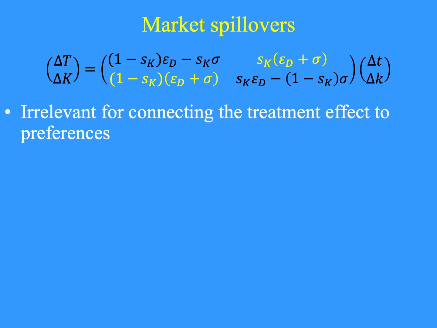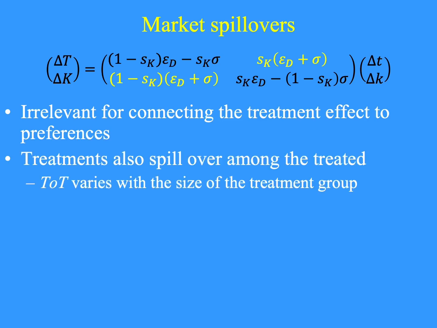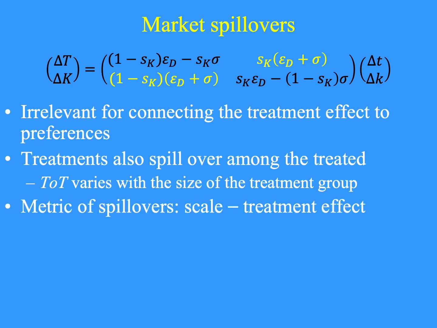The treated also experience spillovers. So when we have a larger treatment share, that means a greater spillover for everybody. It gets differenced out in the treatment effect. Our metric of spillovers is the sum of the off-diagonal, which works out to scale minus treatment effect.